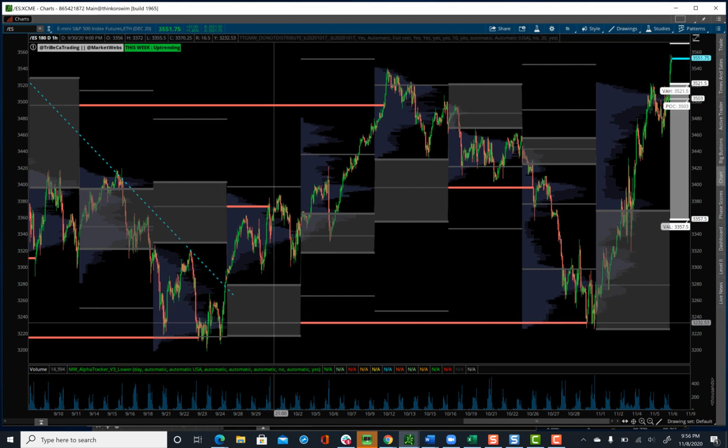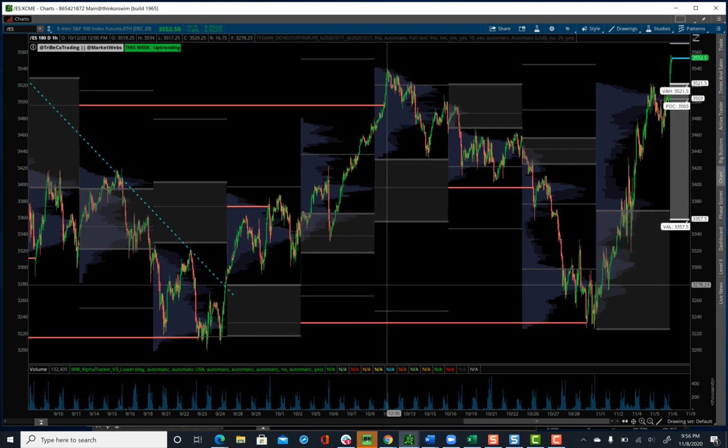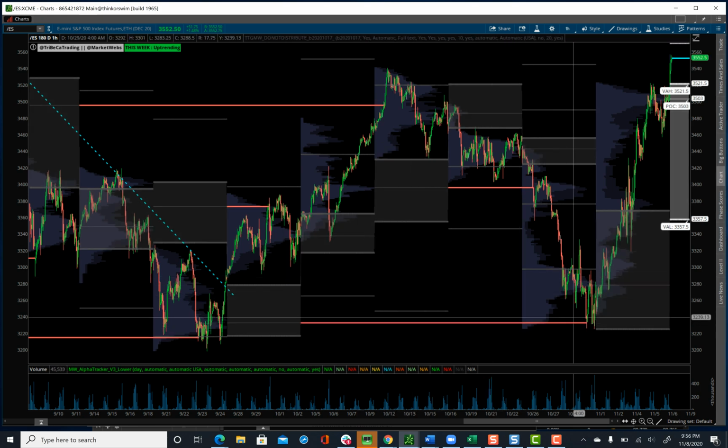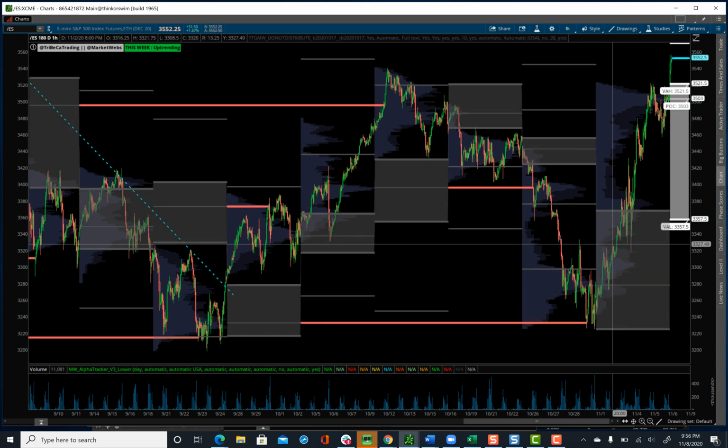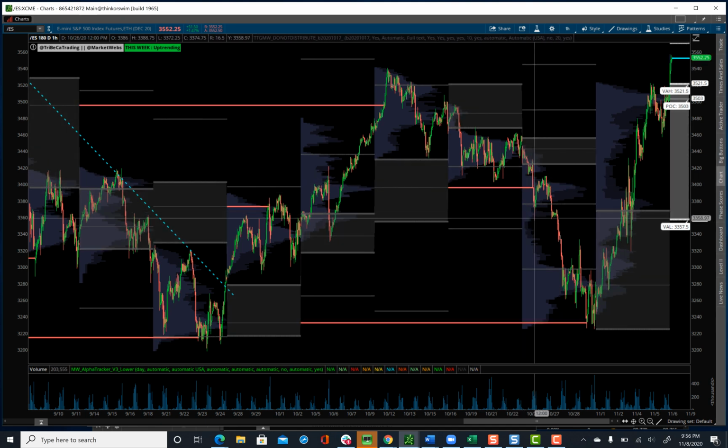That left behind a virgin point of control, right? A point of control that was never touched. So that could come into play. Sometimes you could see a complete reversal, like we did off of here. Not always. Sometimes we do see price go through it and then retest a little bit back.